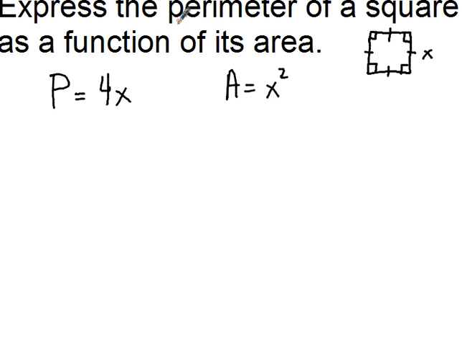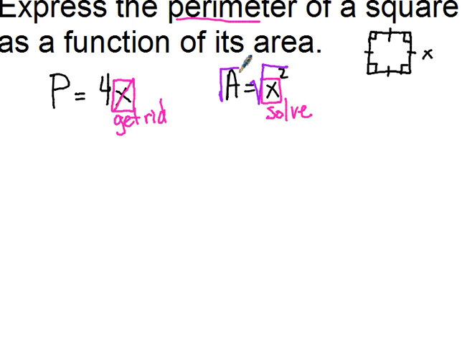So if I want a perimeter formula, that means I'm going to have to get rid of this. Okay, I want P equals in the end. So over here, I have to solve for it. So getting rid of x means we solve in our other equation. Okay, so how do we solve a square? You solve a square by square rooting both sides. So the side length of a square is found by taking the square root of the area.